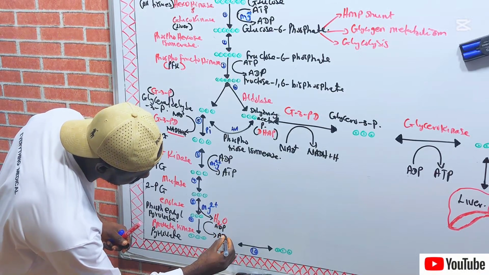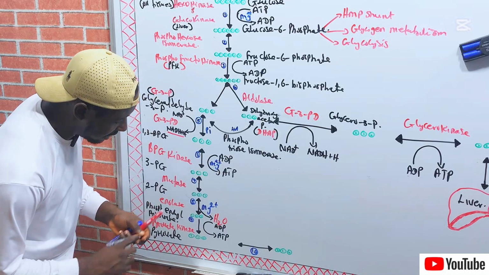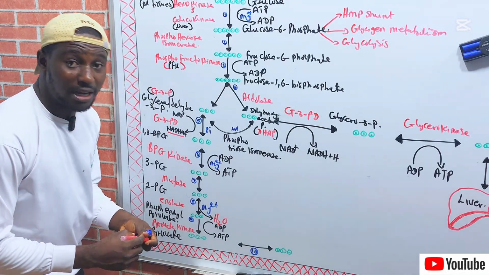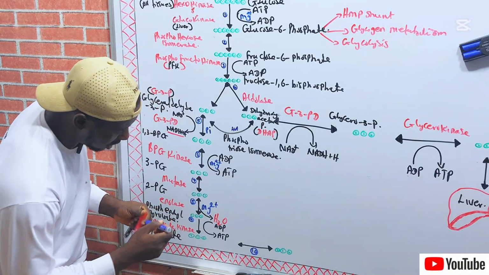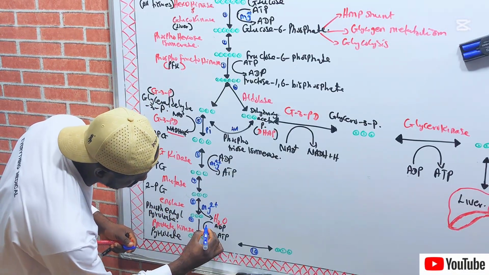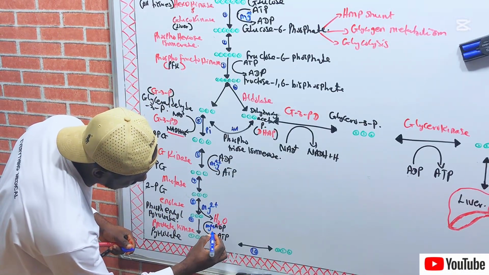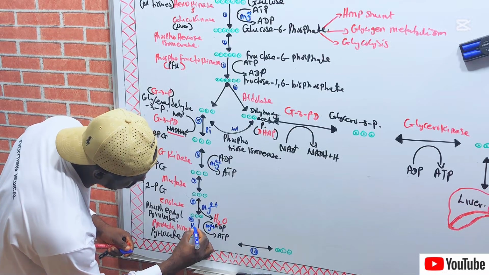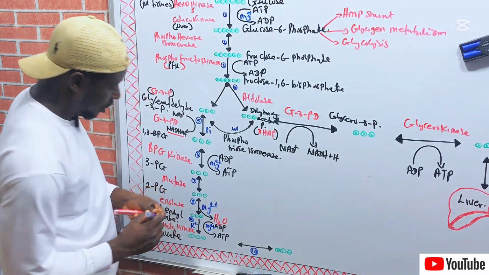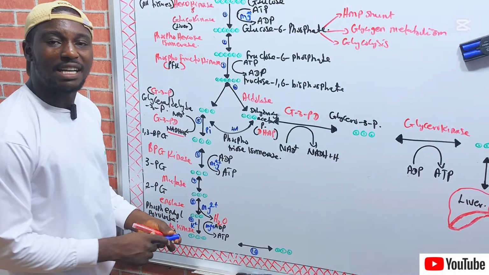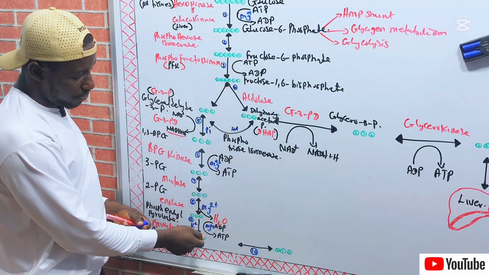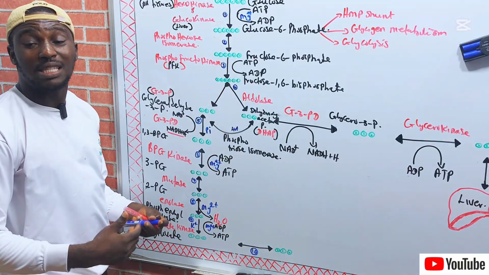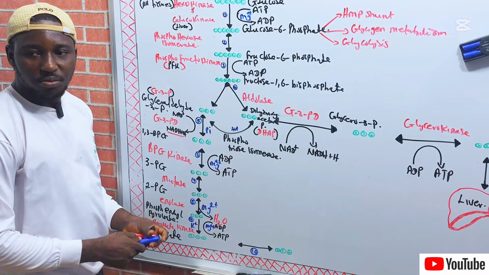ADP to ATP. And this enzyme uses magnesium ion as a cofactor and also potassium ion. This step is an irreversible step of glycolysis. Step 1, step 3, and step 9 are the irreversible steps of glycolysis, right?